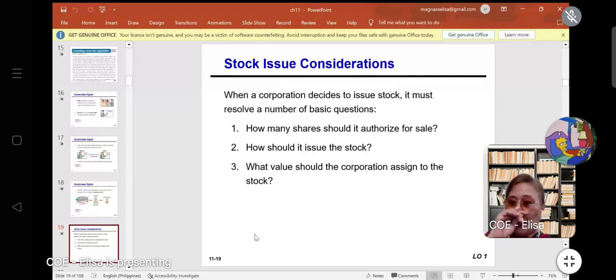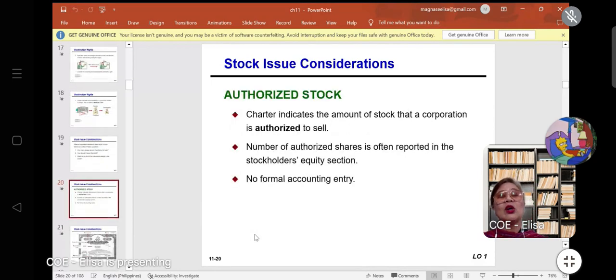But of course, the next question is how much is the par value? How are we going to value each share of stock? That becomes the next issue. The authorized stock is stated in the charter and indicates the amount of stock that a corporation is authorized to sell. That comes first.